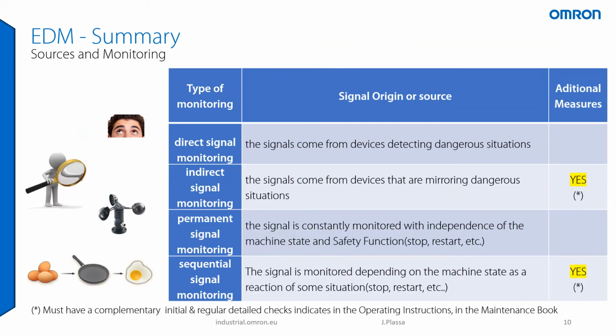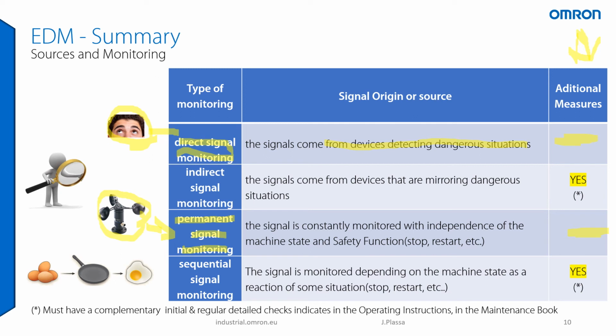Let's continue with the summary of the EDM. So here we are showing the 4 different types. Some of these types need additional measures to be taken, but all of them are correct and legal. So direct signal monitoring, where the signal or the danger is created, we don't need additional measures. We can have direct information of the situation. That's exactly the same with the permanent signal. As we are measuring and having a direct signal, we don't need additional measures.